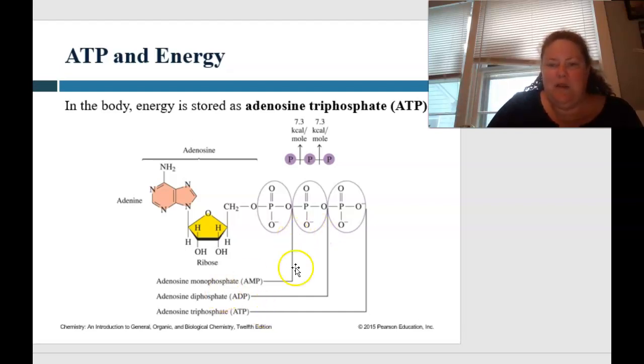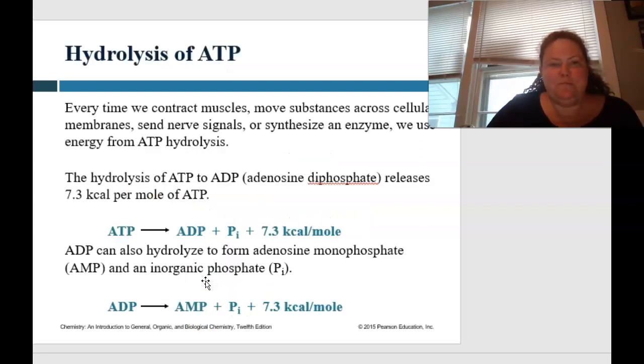And then if you snap off another one, you end up going down to AMP. And again, look for those root words. Tri is 3, di is 2, mono is 1. Well, how do we do this? We use water to lyse. Hydrolysis. So hydrolysis, you can pronounce it either way, right? But we're using water to break or lyse apart those bonds.